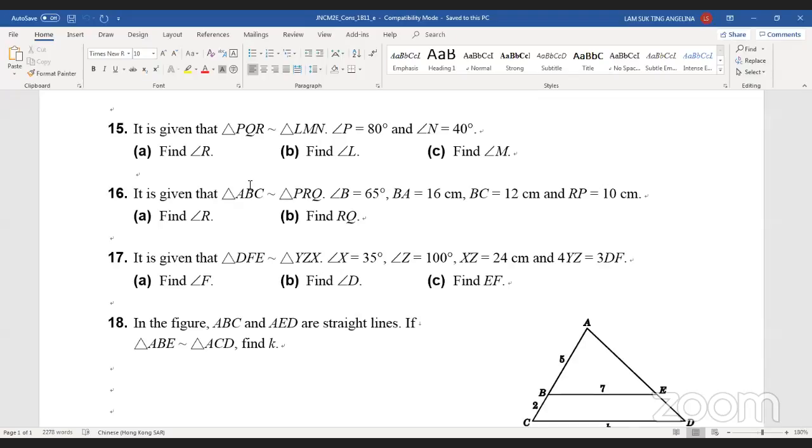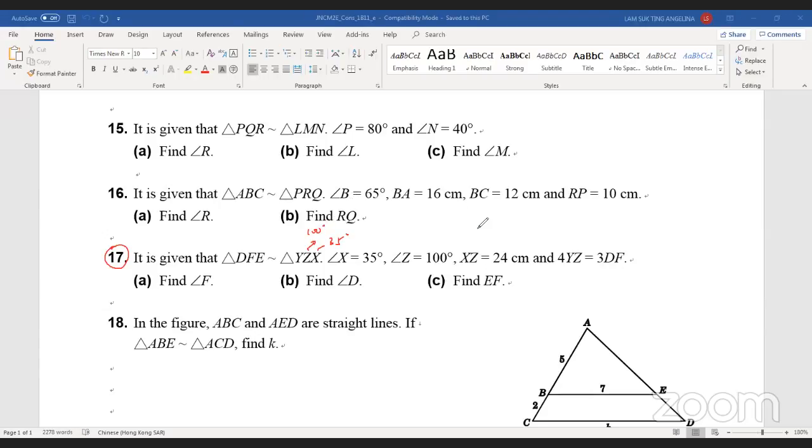Then let's try number 17. Now, in this case, you may find that the diagram is not given. There's no diagram. But if you think you need a diagram, then you may draw it by yourself. And then you can look at it first. Okay, and then x is 35 degrees. This one is 100 degrees.